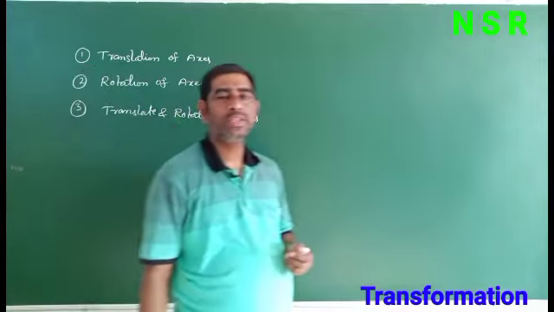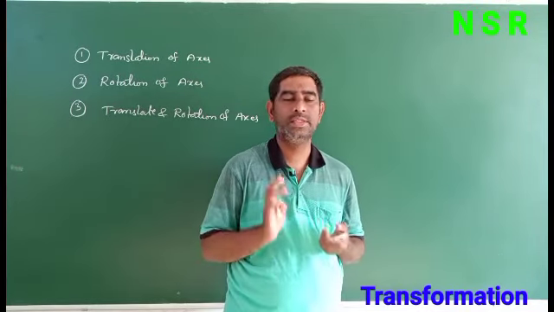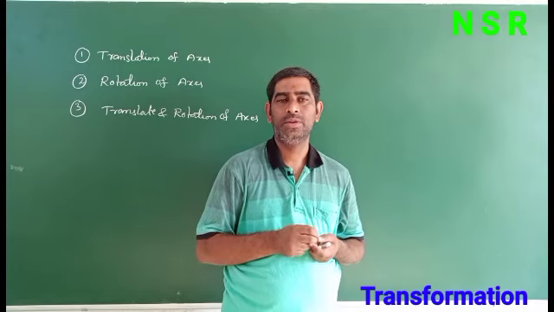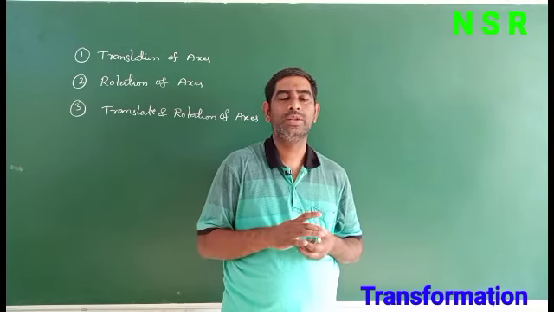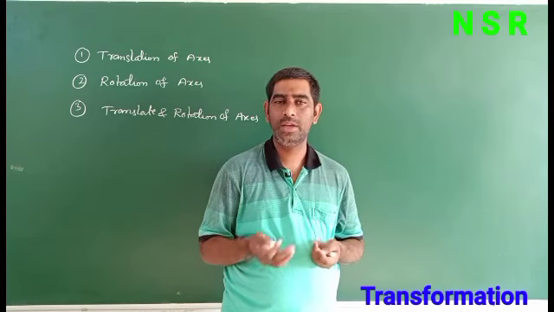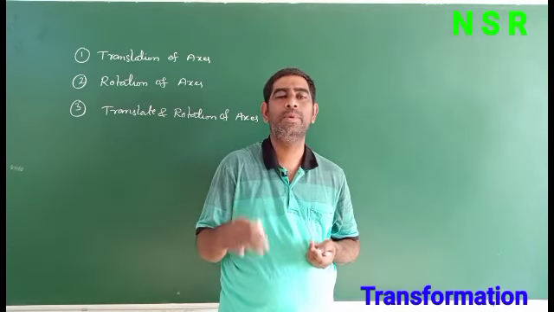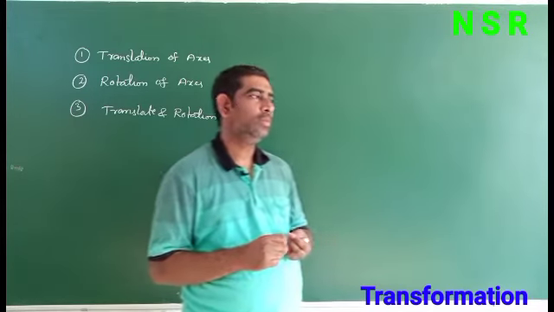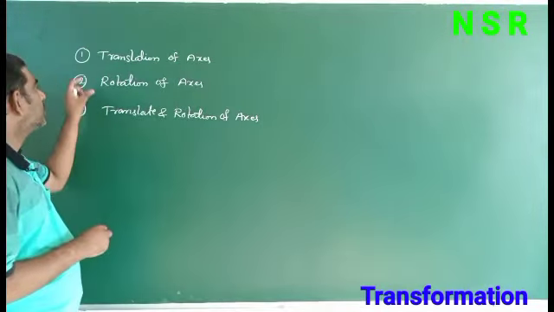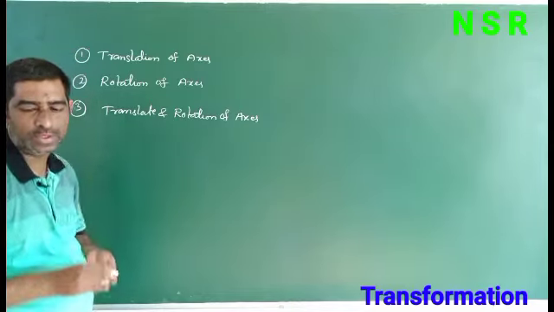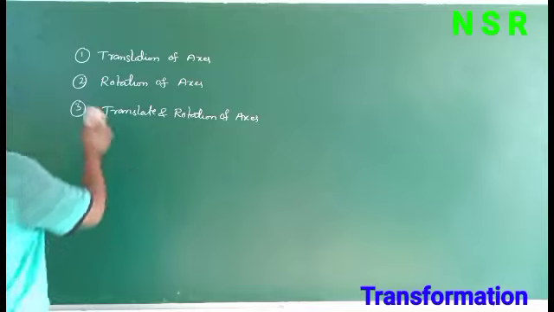Transformation of axis means axis is transferred from one place to another place and in different directions. In this chapter we are going to discuss only translation of axis and rotation of axis. So first one is translation of axis.